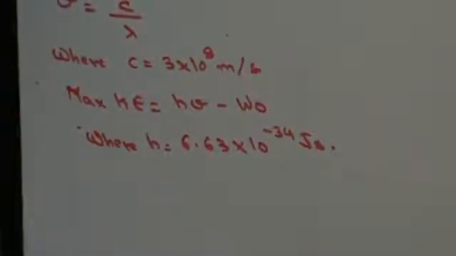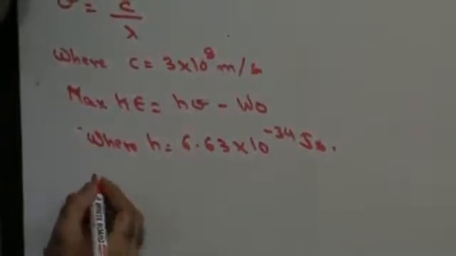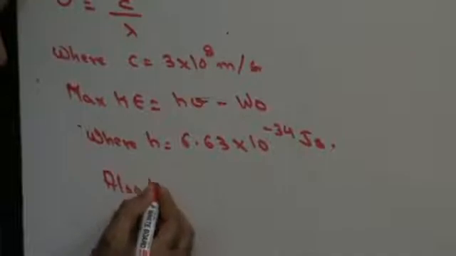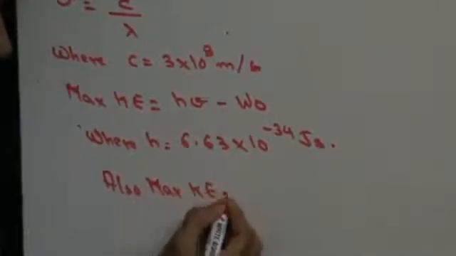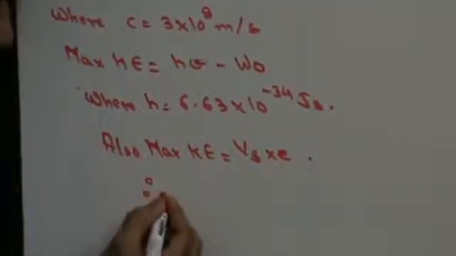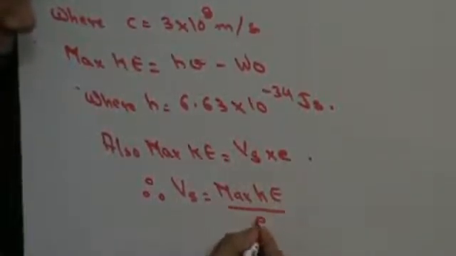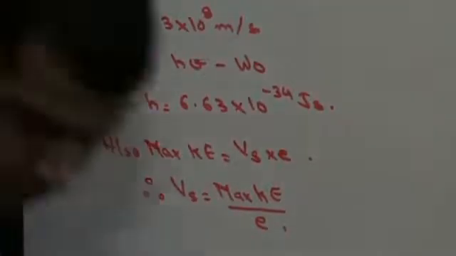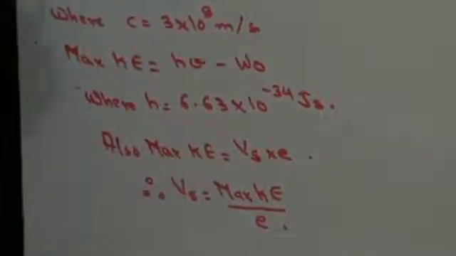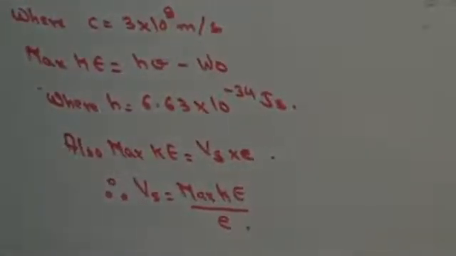Once you come to know max KE, then you can find out stoppage potential. I can say that also max KE is equal to stoppage potential into charge on electron. Therefore, I can say stoppage potential is max KE upon the charge on electron. Right? Do we get this thing here? Now, in this case, you will get the answer for the stoppage potential to be 1.729 volts. Fine. Next, take on next one please.